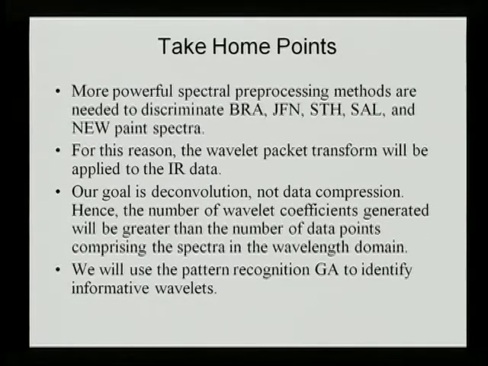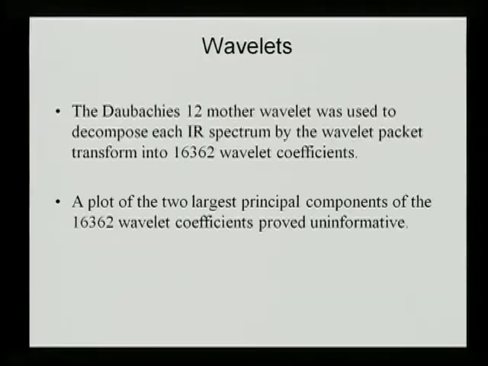Well, in any case, even when we remove the St. Louis samples, we're not able to do the problem very well. And one thing we conclude is that we need more powerful methods to pre-process the data. For that reason, we chose to use the wavelet packet transform to do deconvolution, not data compression, and then use our pattern recognition GA to identify the informative wavelets. We use the Daubechies 12 mother wavelet, so at the 8th level of decomposition, we have 16,362 wavelet coefficients representing each sample.